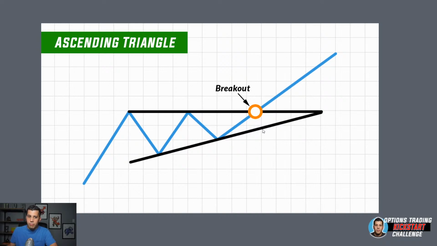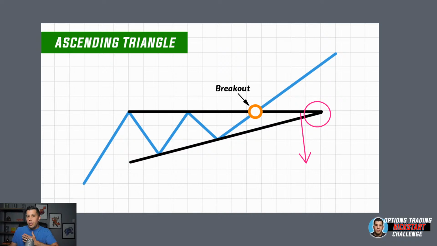Eventually, it's going to come to a point where, yes, it could break out here, or when range gets tight and the stock is just pinging a little bit back and forth here, it could break out here. It could also fail. And this is why you use stops again. It could also fail and break down to the downside. So you just want to be careful when trading.